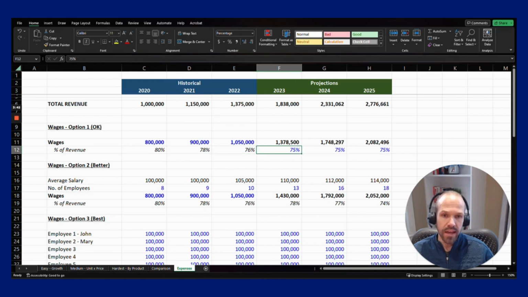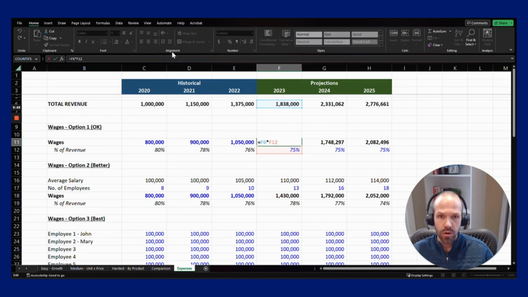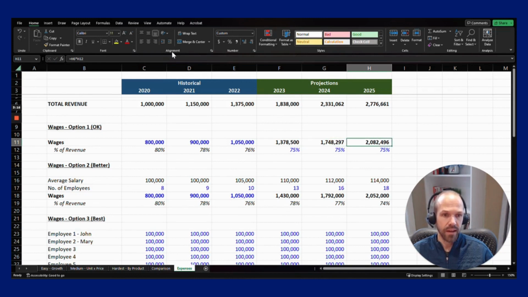So what we've done here is we've modeled out, hard-coded the percentages of revenue that we expect it to be. So we've kind of held it flat here at 75% of revenue. And the calculation is purely to multiply revenue by that percentage. So revenue of $1.8 million times 75% gives us that answer of $1.4 million. And you can see how that then calculates.